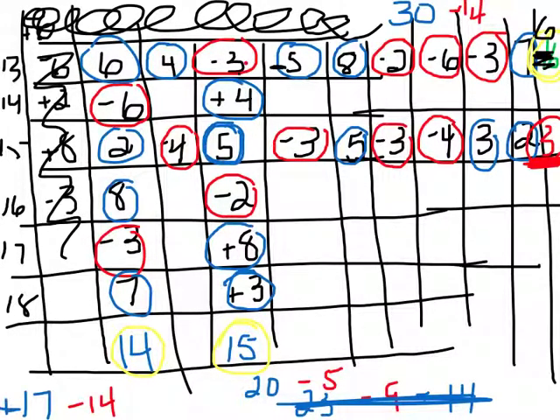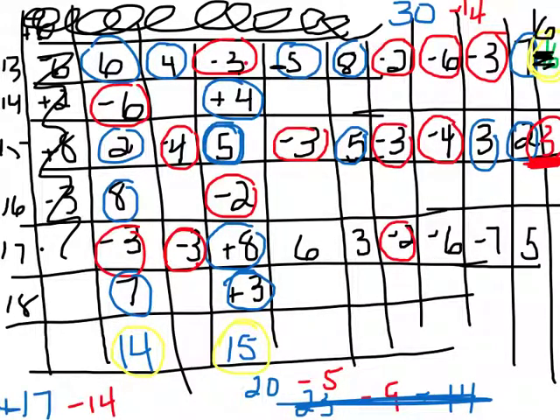Let's see. I want to go ahead and do 17 together. Just get it filled in. Let's do that just to have it filled in. So 17 is -3, and then -3, and then 8, and 6, and 3, and -2, and -6, and -7, and 5. So I'm going to do my negatives first. -3 and -3 is -6. -6 and -2 is -8, right? -8 and -6 is -14. And -14 and -7 is -21, right?